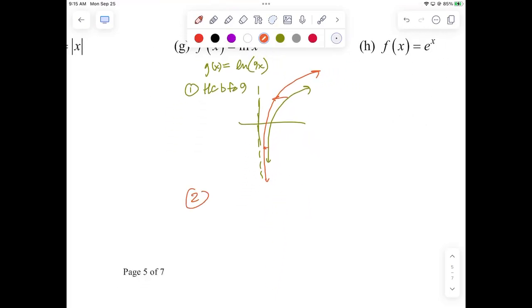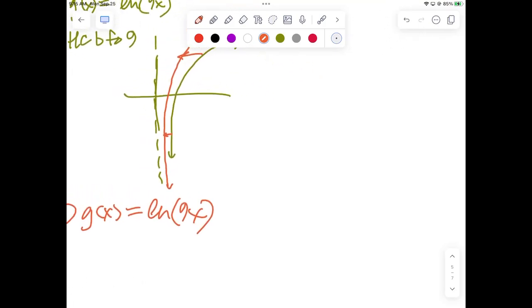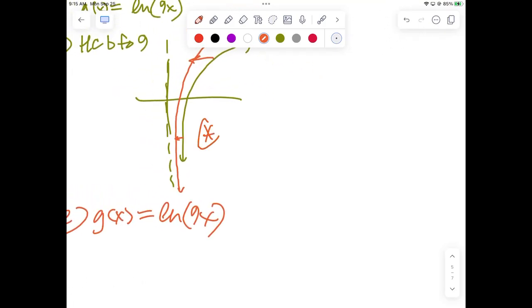The second one, if I look at g of x equals the natural log of 9x, we have to remember a property of logs. Very important property of logs. The natural log of a times b is equal to the natural log of a plus the natural log of b. We're going to study that again later in the year, but right now I want to introduce that to you, and you should know that. From here on out, you should know that. The natural log of a times b is the natural log of a plus the natural log of b.